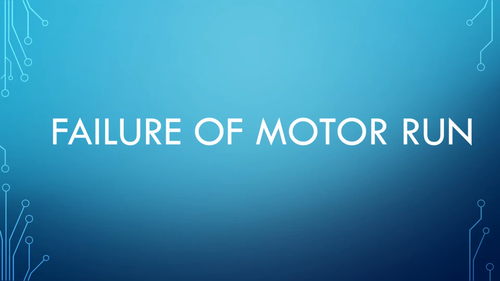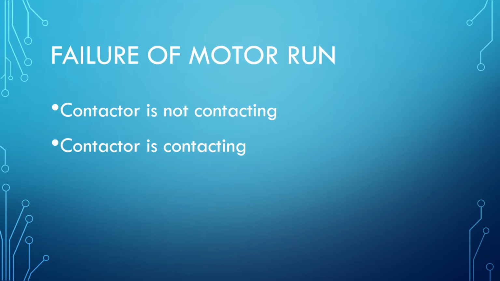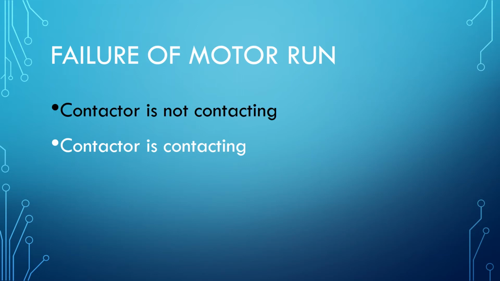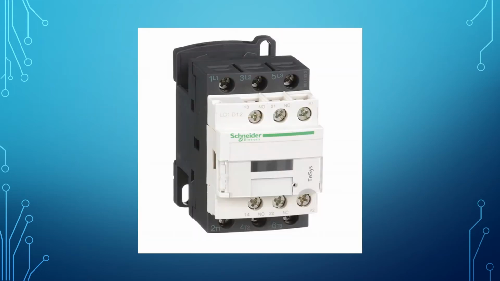Failures of motor run. The troubleshooting will depend on the status of the contactor, whether the contactor is contacting or not. Contactor is not contacting. If the contactor is not contacting, then the manual operator for the contactor will be off, while it will be withdrawn deeply if the contactor is on.